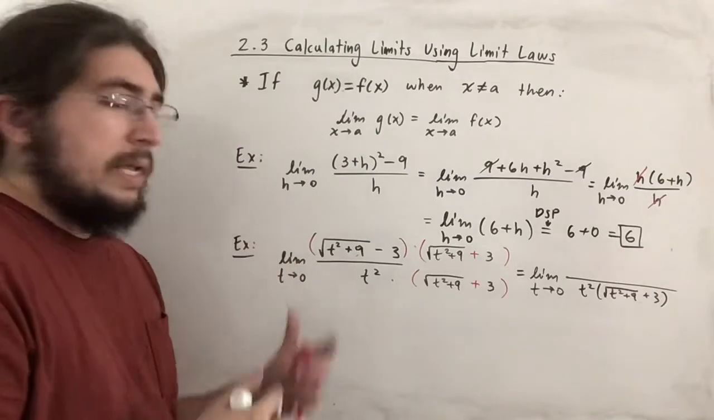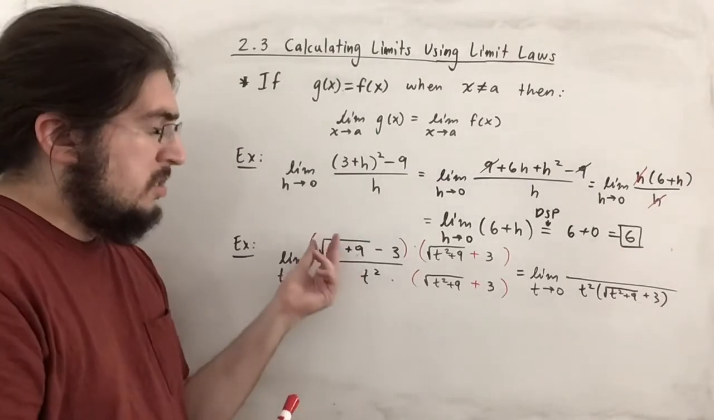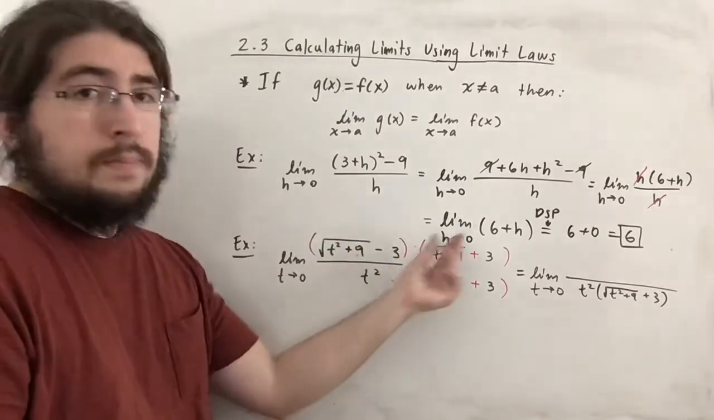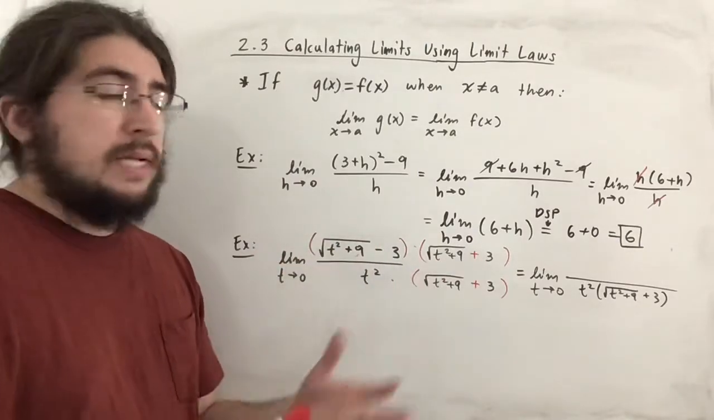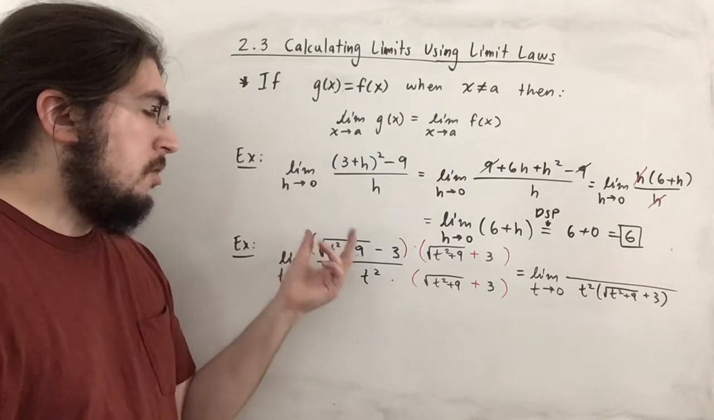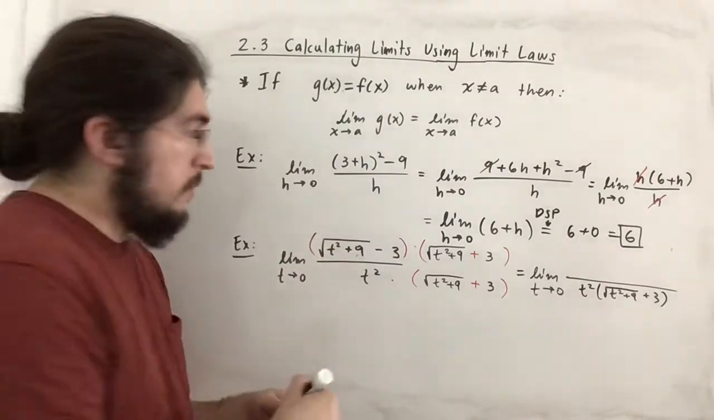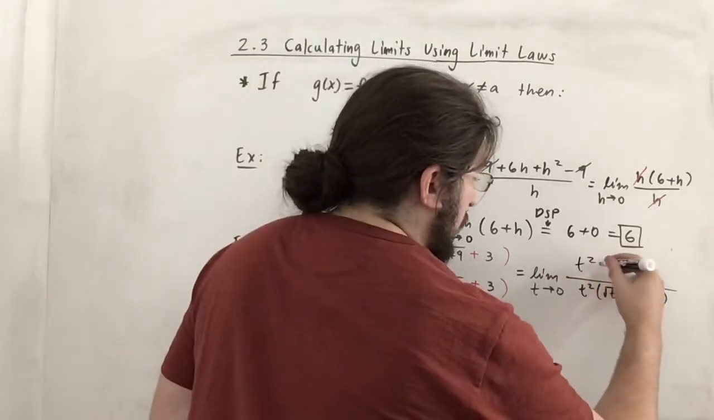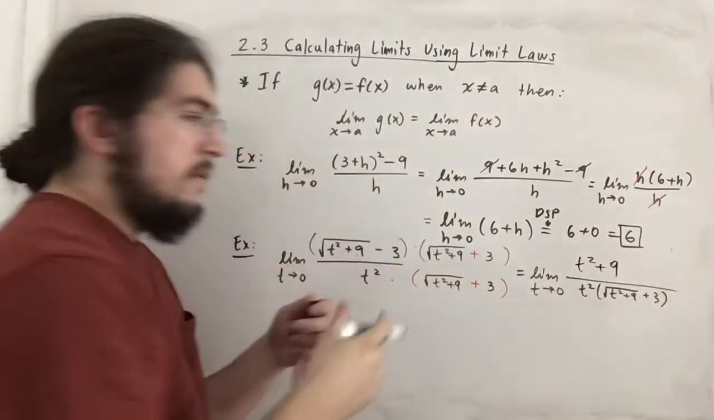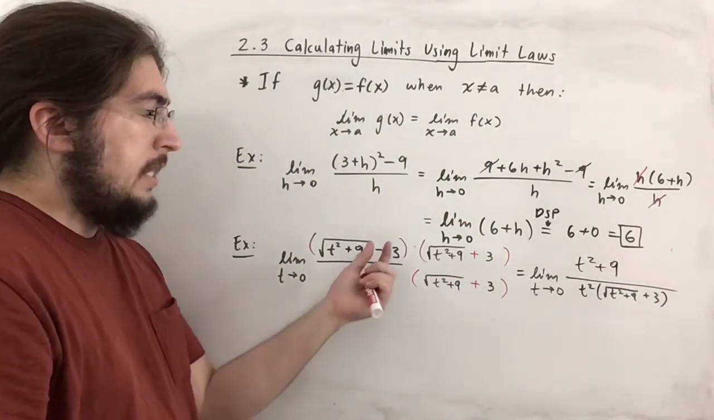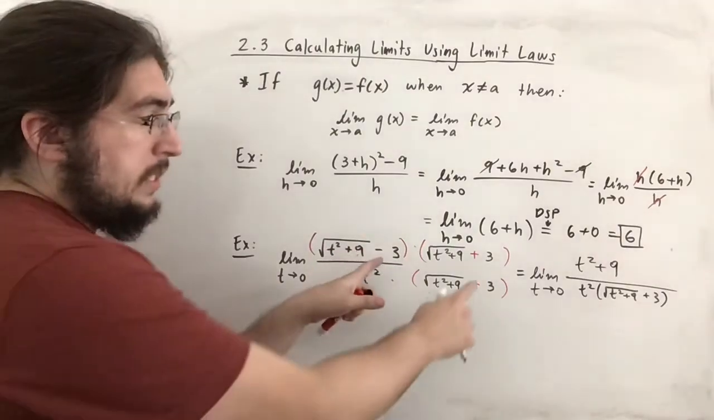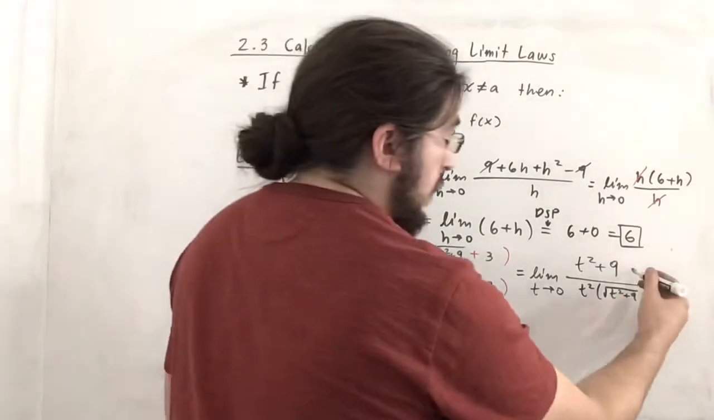Now on the top, again, we get a difference of squares. If you treat this as a minus b times a plus b, that always FOILs as a squared minus b squared. So the radical squared cancels the radical and you just get t squared plus 9. You can FOIL it out on your own if you'd like to see that, but that's indeed the case. And minus b squared, which in this case is 3 squared, which is 9.